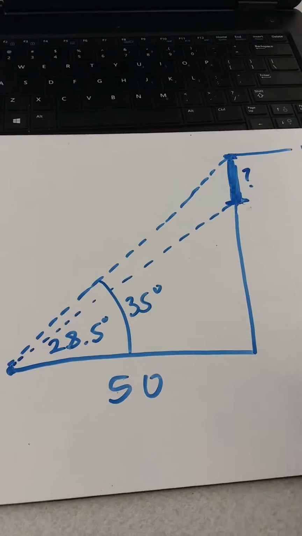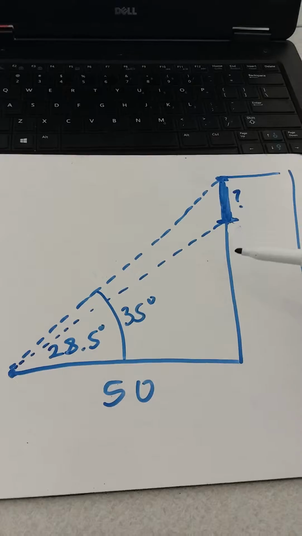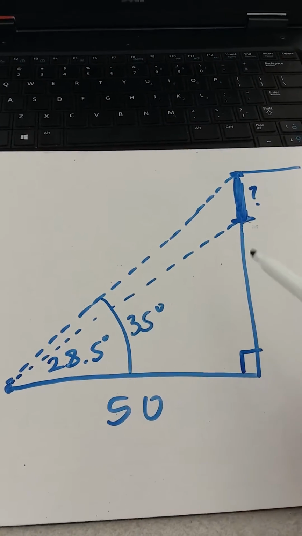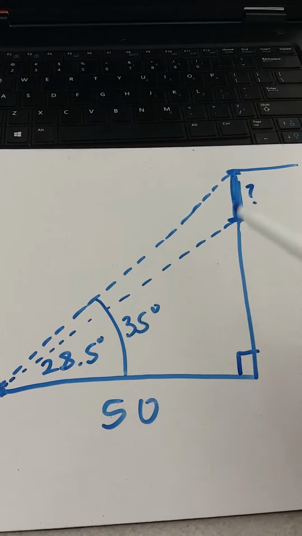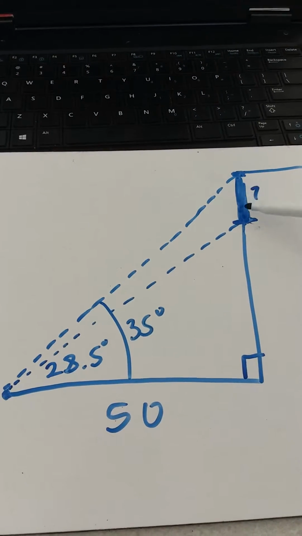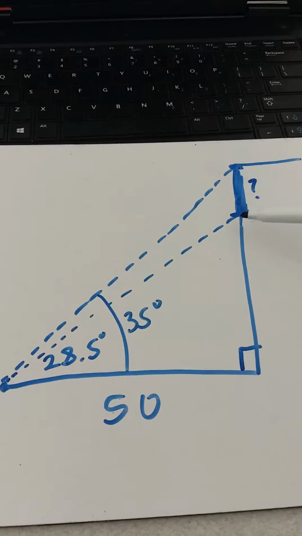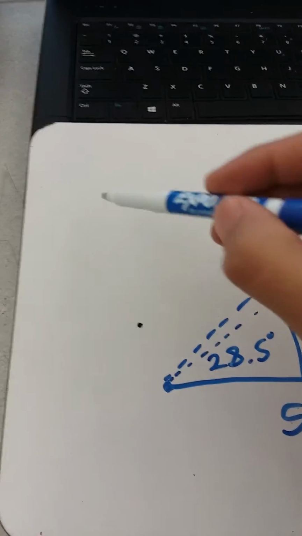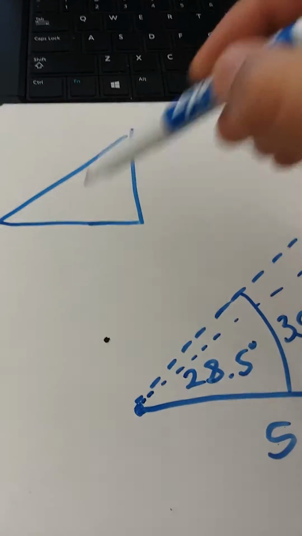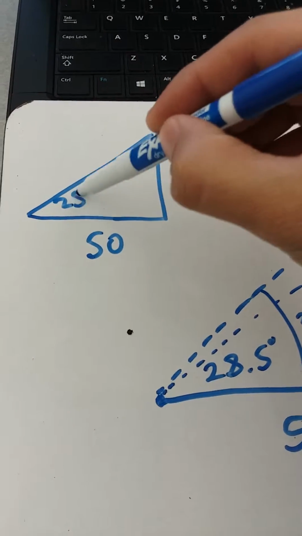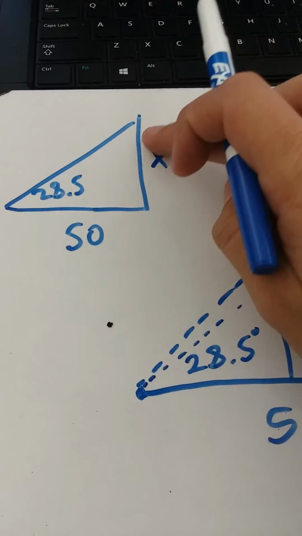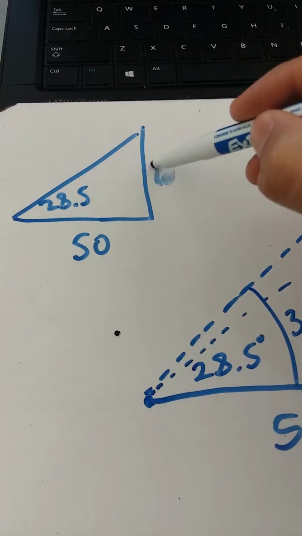Now, in order for me to actually find this distance, I need to look at the right triangles that I have created. I have a smaller right triangle and a larger right triangle. They both have a base of 50, and I have this segment, which is really the difference between their heights. So I'm going to separate this problem into two right triangles. The first one has a base of 50 and an angle of 28.5 and an unknown side x, or because it's vertical, let's just stick to y.